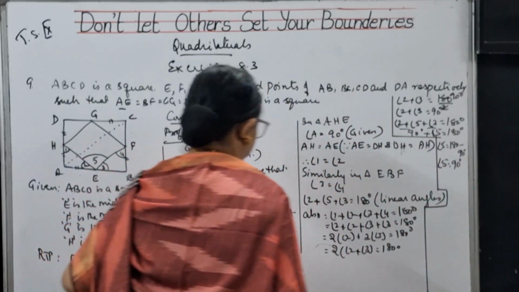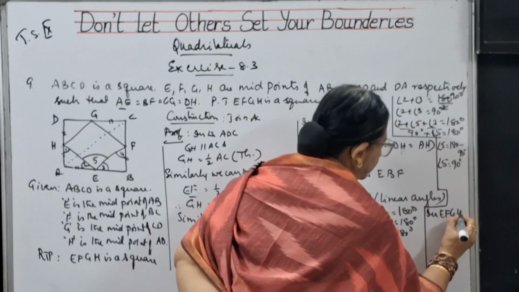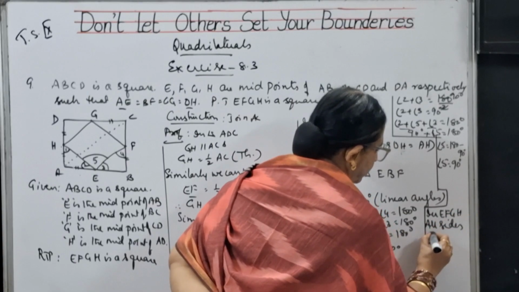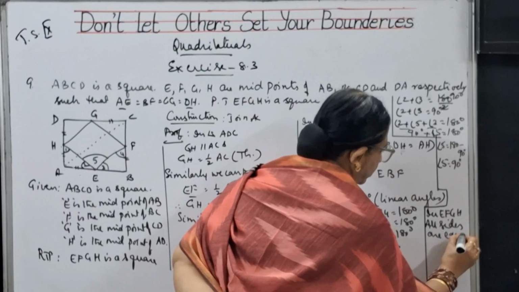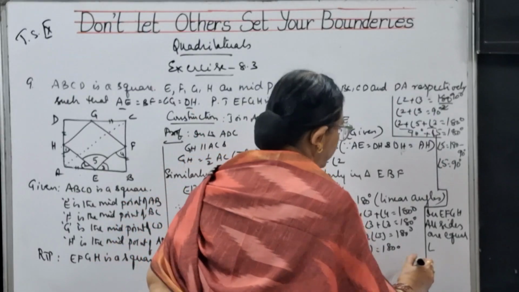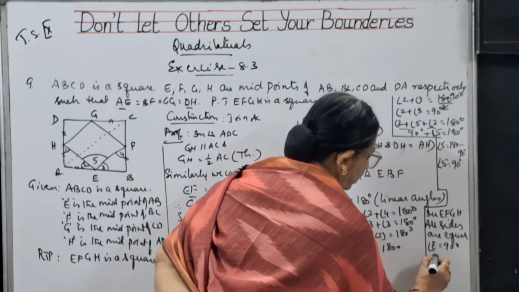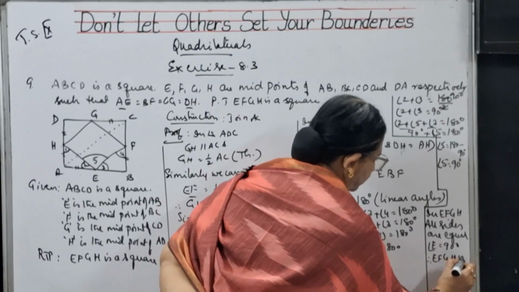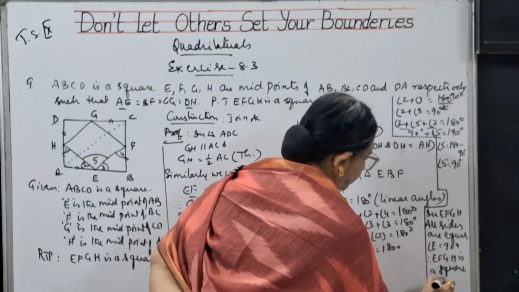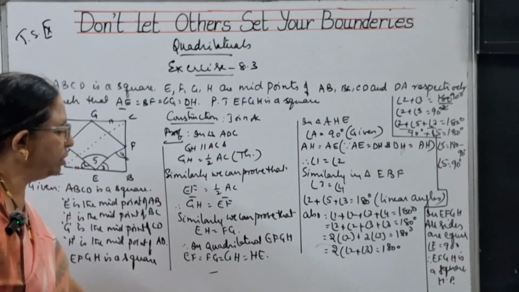Therefore, in EFGH, all sides are equal and angle E is equal to 90 degrees. Therefore, EFGH is a square. This is the proof of it, children. So, please note it down once again.